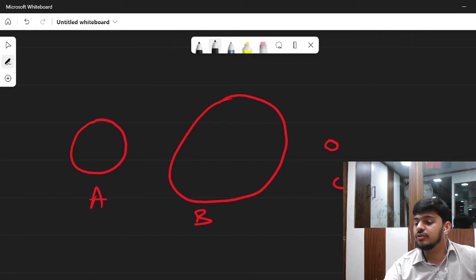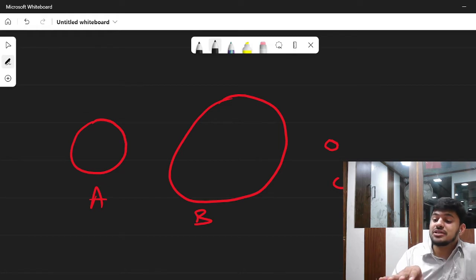Very good. B. Yes, exactly, B, because it is bigger, right? So from here you just understood ionization energy depends on the size of the atom.